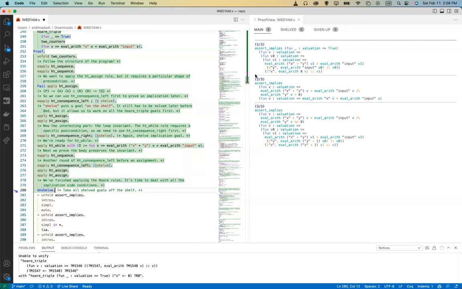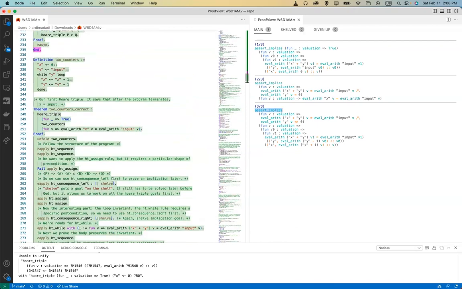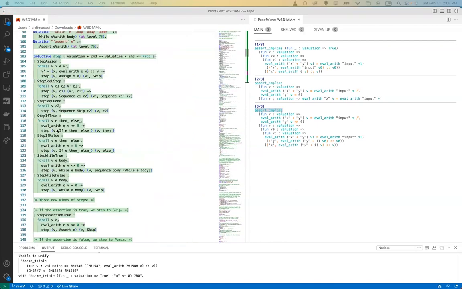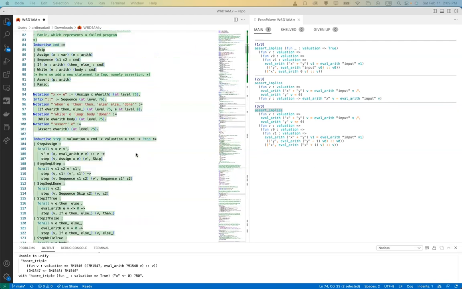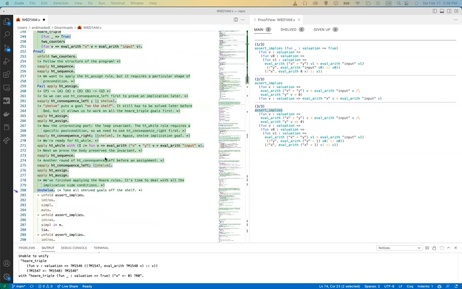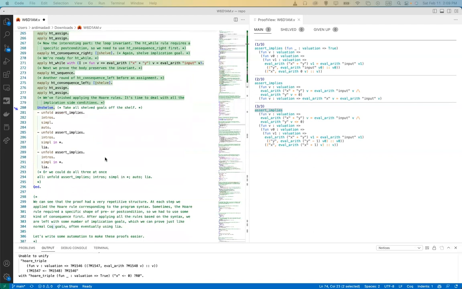And that leaves us with 3 goals that all start with assert implies. Let's go ahead and look at the definition of assert implies, and it's up here. What it does is that it takes 2 assertions, which we defined up here, and says that for all evaluations, for all memories, the first assertion implies the second assertion. So these goals are a little bit convoluted and hard to read. So let's take a moment to read the very first one.